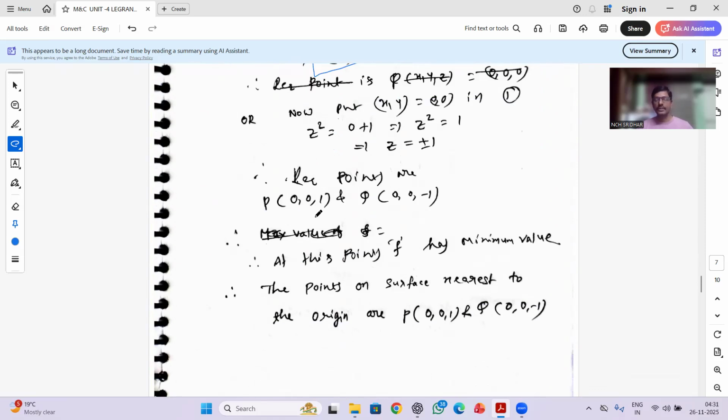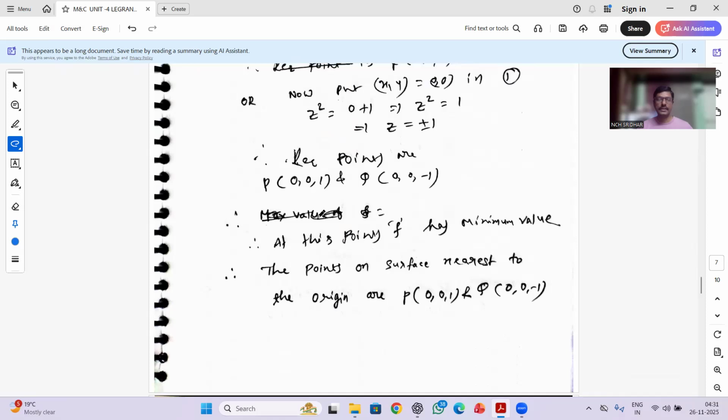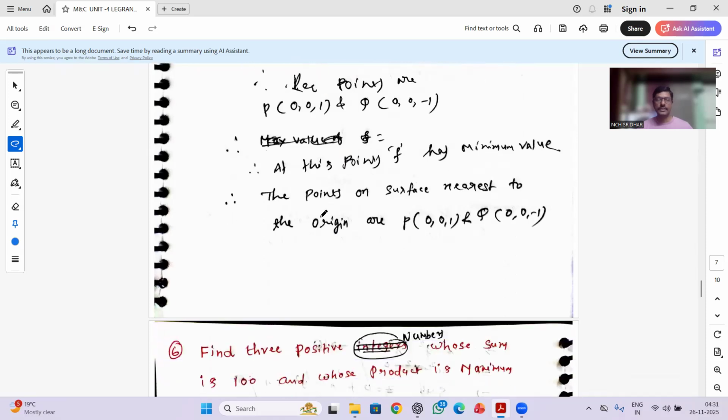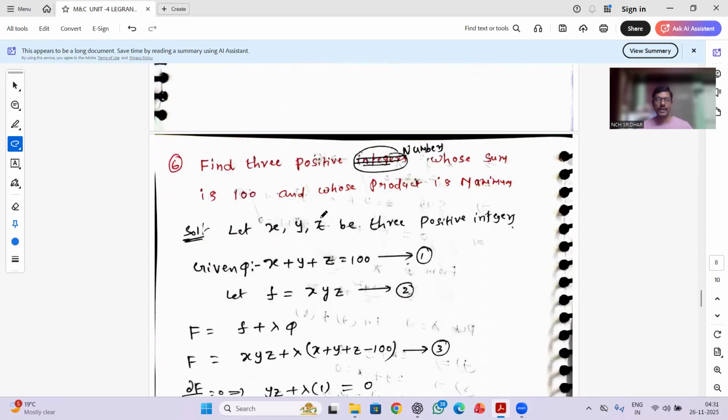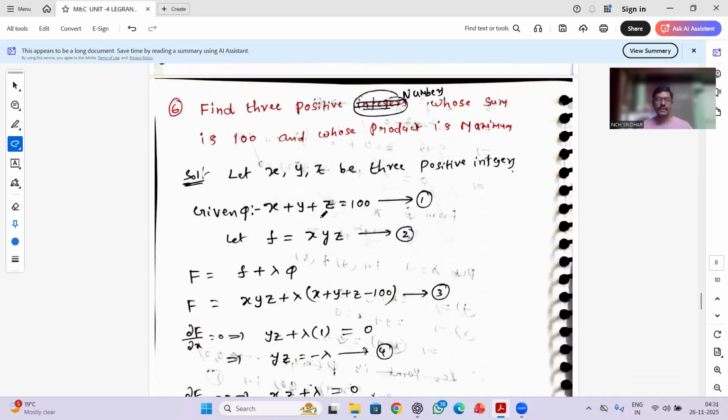Right, students? Okay, I hope this concept, Lagrange's multiplier method, is understood from this video. So I have given some more problems. This is also very, very important. Find three positive numbers whose sum is 100 and whose product is maximum.